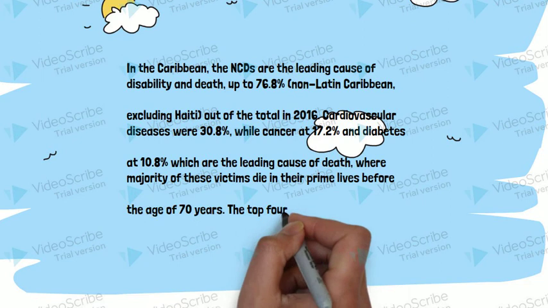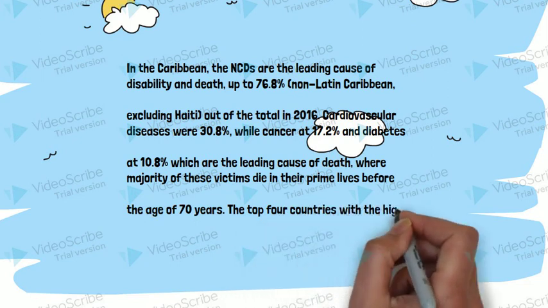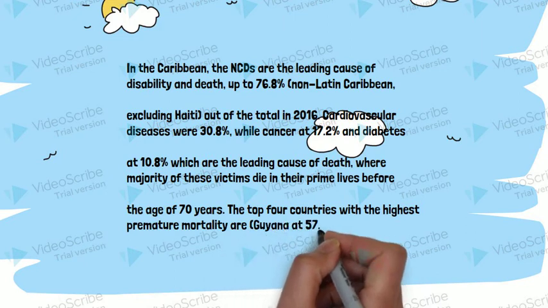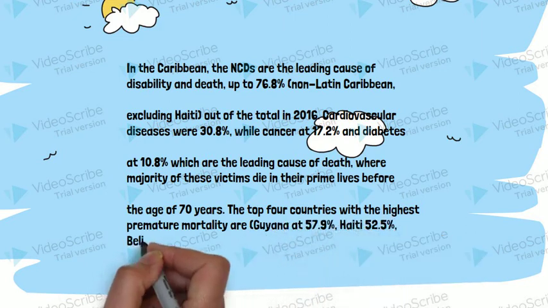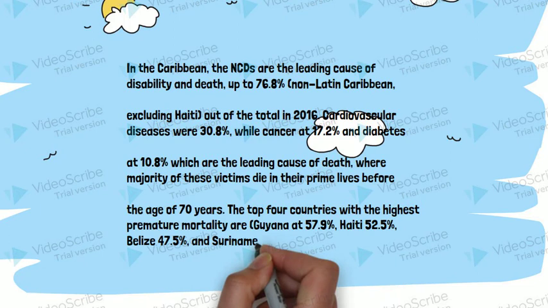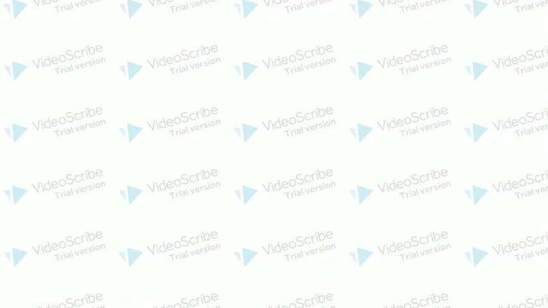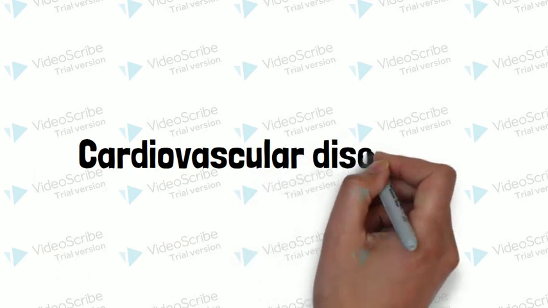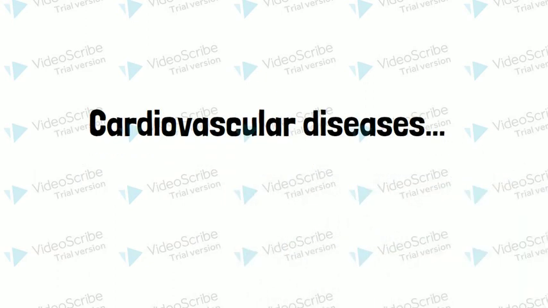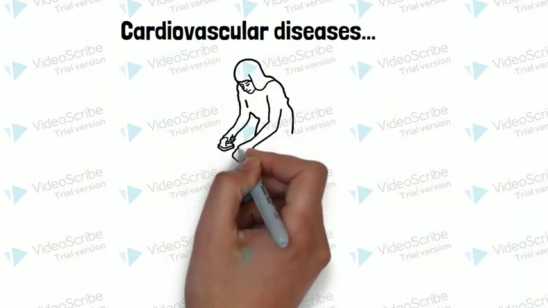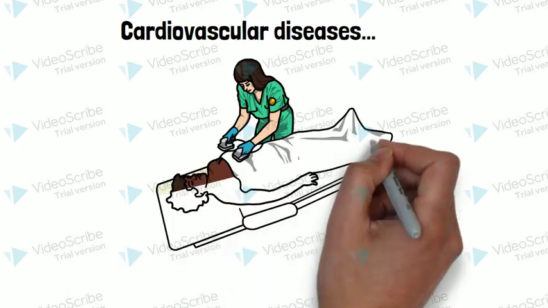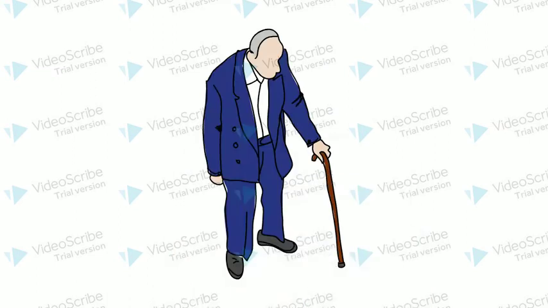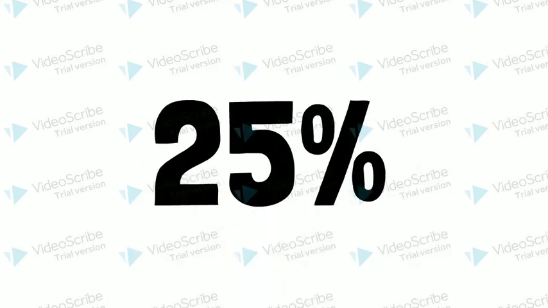The top 4 countries with the highest premature mortality are Guyana at 57.9%, Haiti at 52.5%, Belize at 47.5%, and Suriname at 47.3%. The main cause of mortality and morbidity within this region is known to be the cardiovascular diseases. These represent up to 25% of the total disease burden that people 60 years and older are faced with today.